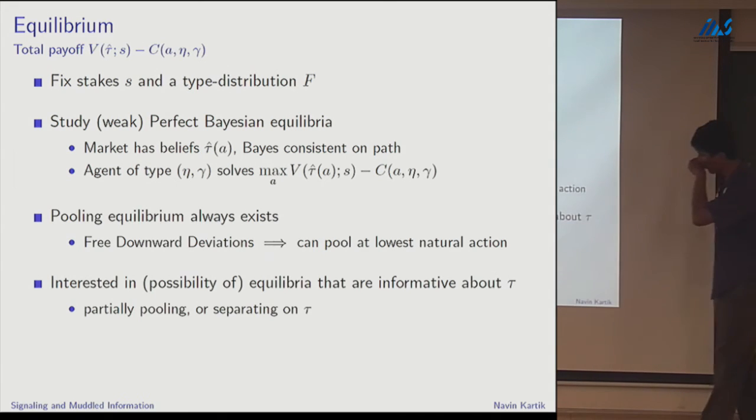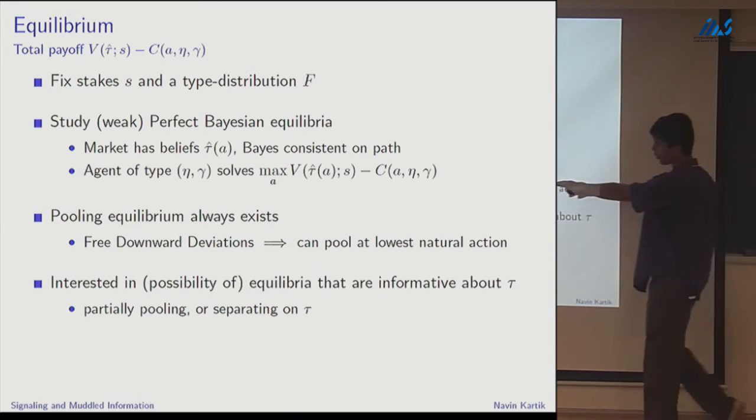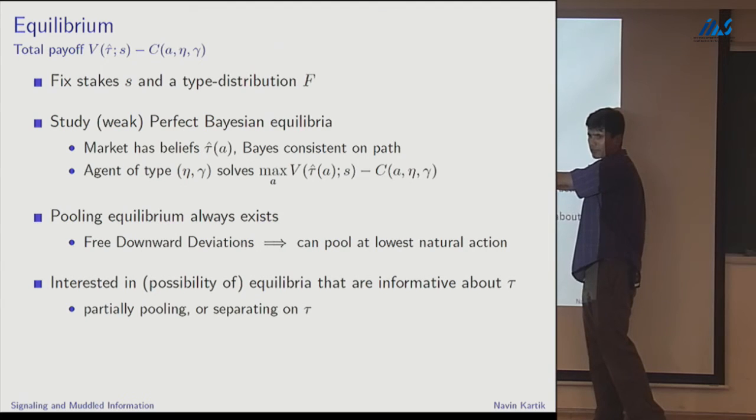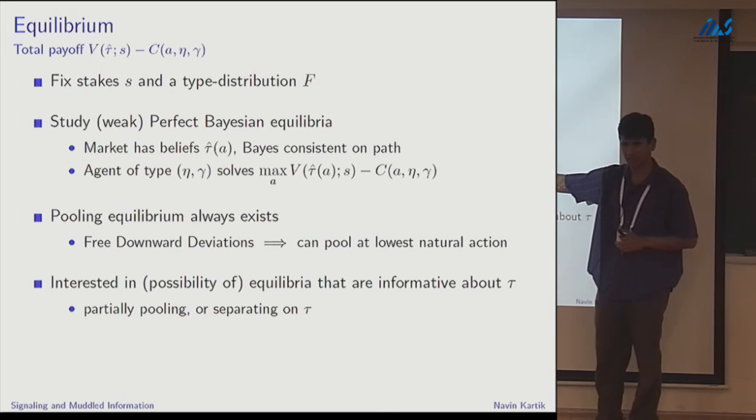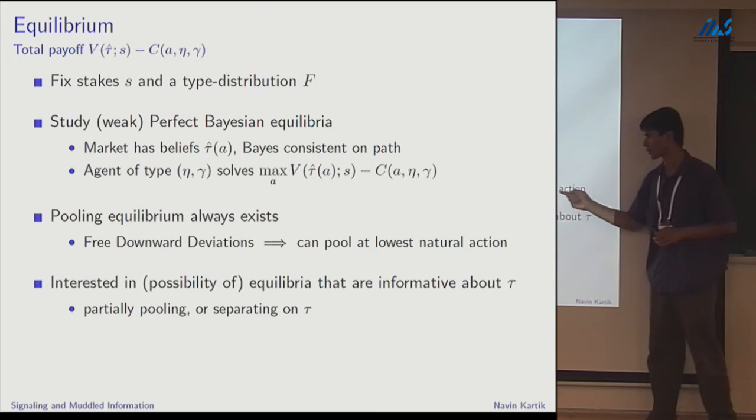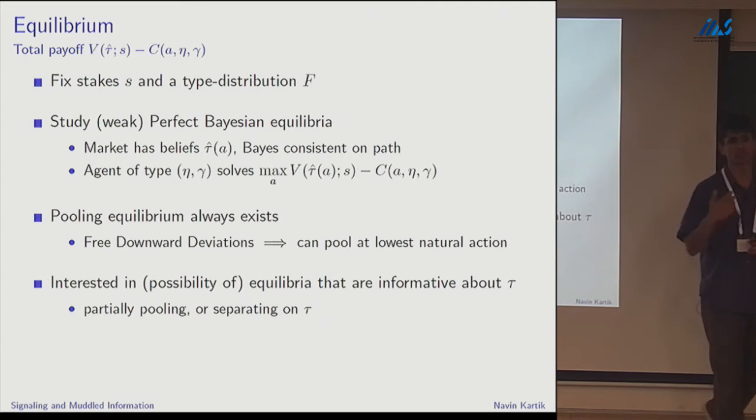Okay, so now a couple of observations, and this will elucidate one place where free downward deviations is useful. One observation is that a pooling equilibrium is always going to exist here. Why is that? I have a compact type space. The free downward deviations assumption implies that we can always generate an equilibrium in which everybody just takes the lowest possible natural action, because if you have a higher natural action, you can just costlessly go down to lower actions. And we can support this equilibrium by saying that if you observe any other action, then the market just doesn't update its beliefs, for instance, or even more punishing beliefs.